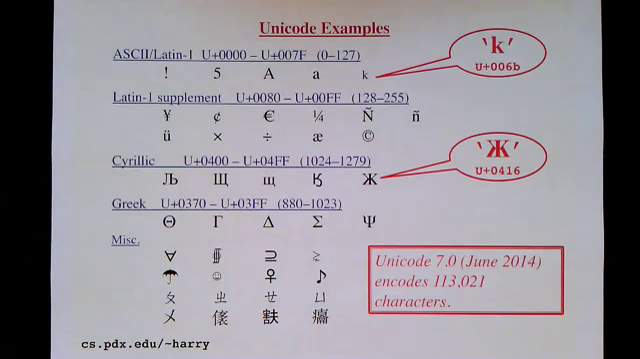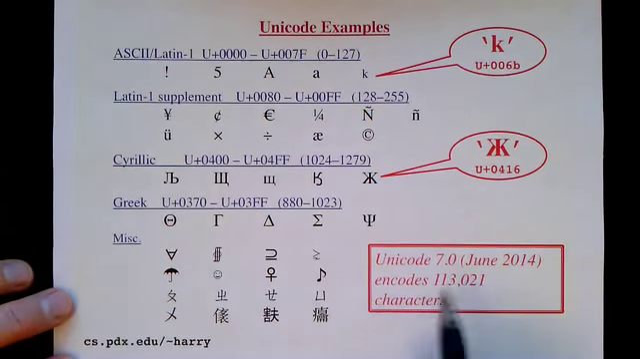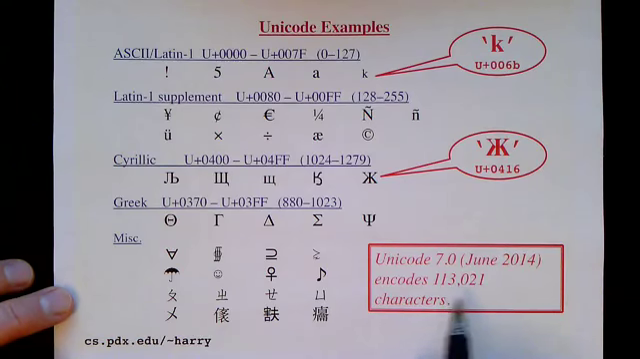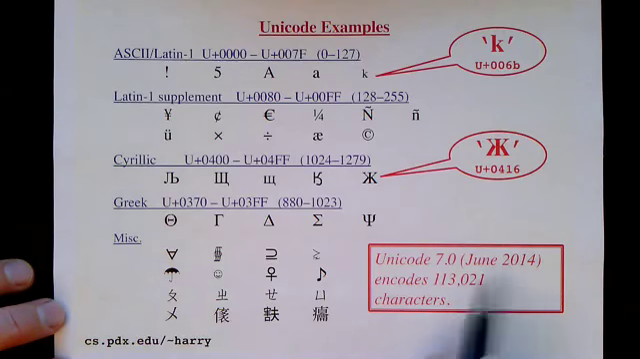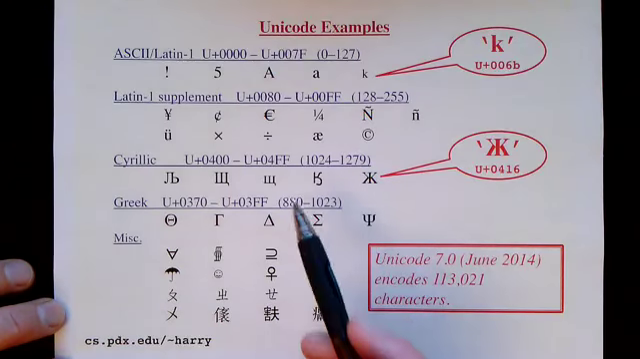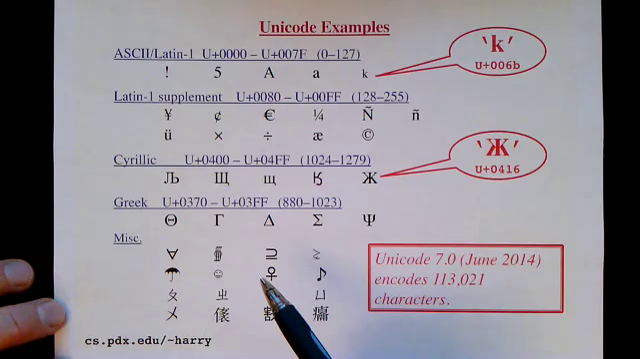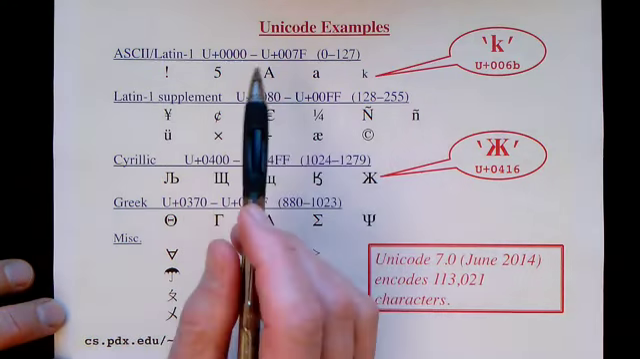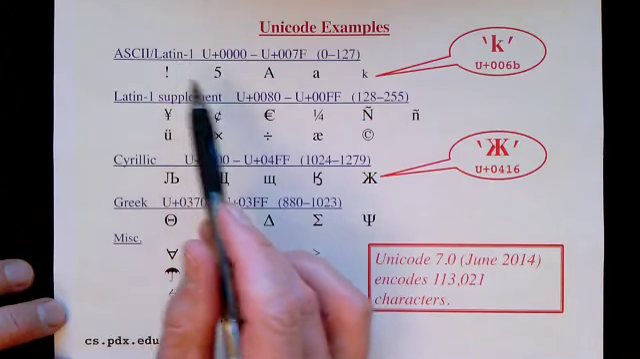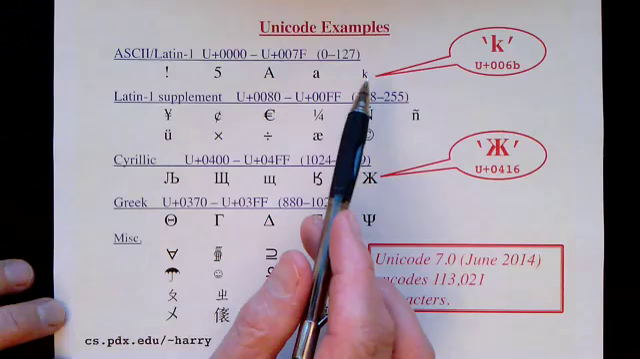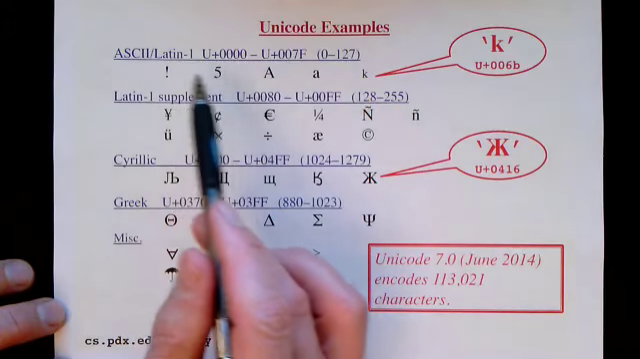The Unicode character set is very large, and Unicode version 7.0 contains 113,021 characters. So we've got well over 100,000 characters so far in Unicode, and more are being added with newer versions. And here are some examples of characters that you can find in the Unicode character set. First of all, the ASCII characters are part of Unicode. So we'll start with the ASCII characters.